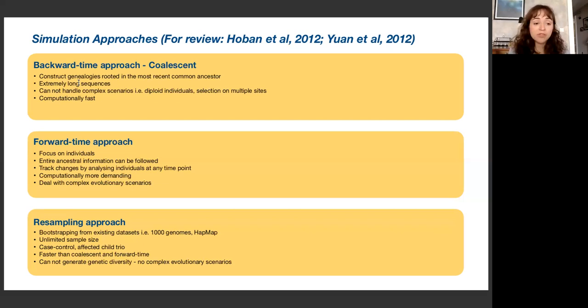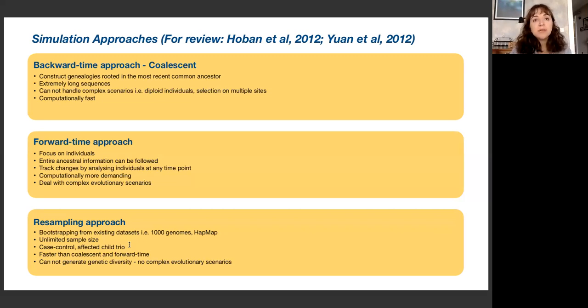epidemiology studies. This is the resampling approach. In the resampling approach, what you do is bootstrapping from an existing data set like 1,000 Genomes or HapMap or any published data set. They are even faster than coalescent and forward time approaches, but they are not good for generating genetic diversity. So you cannot simulate complex evolutionary scenarios.